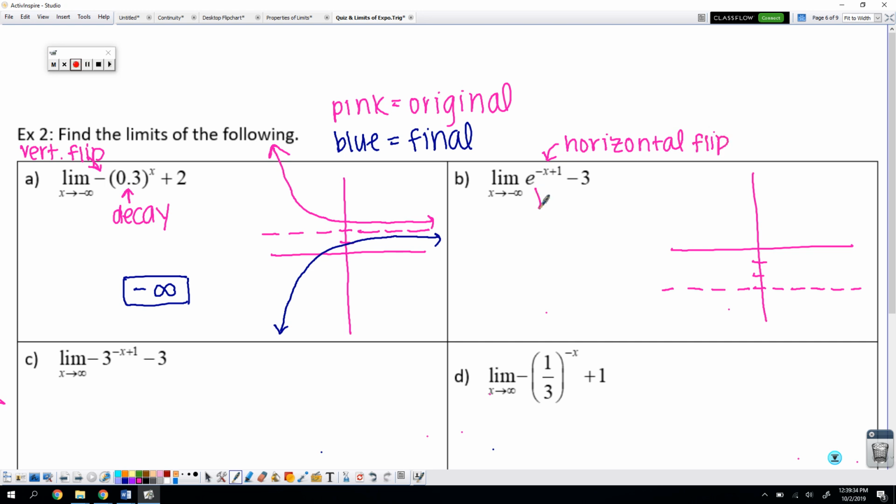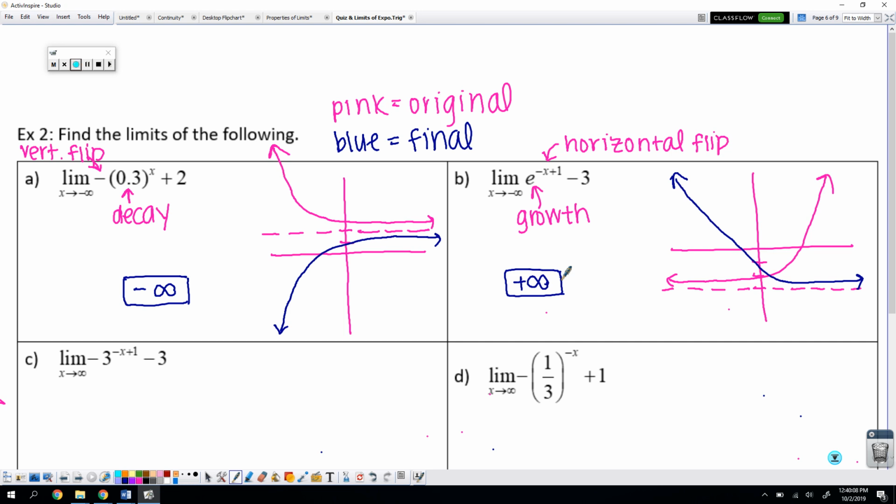Okay, and then E is 2.7, so it's growth. So originally it was growing, that looks like this. Good. And then we were supposed to flip it horizontally, so I'm just going to flip it over. Remember, it doesn't have to be perfect as long as you have the general shape. So this asks about negative infinity, so that means to the left. My blue one is the final, so positive infinity will be my answer.